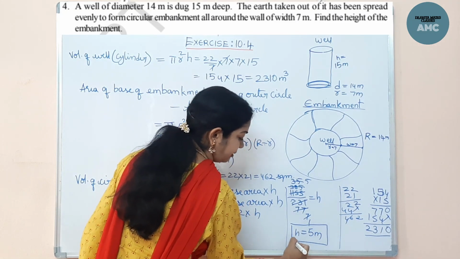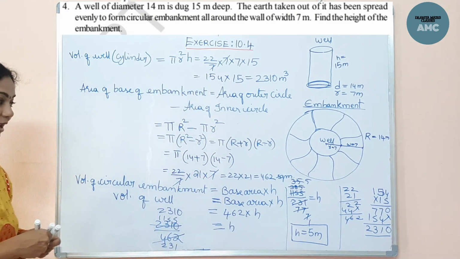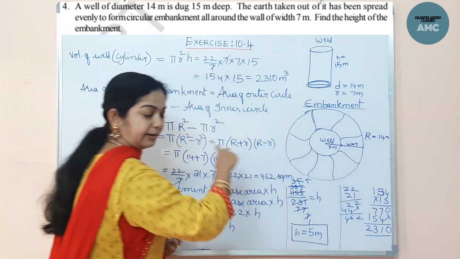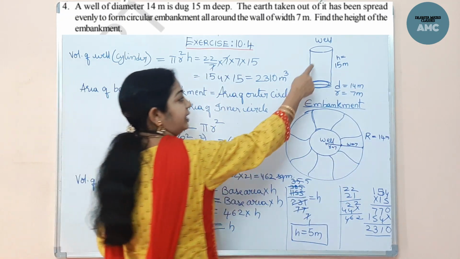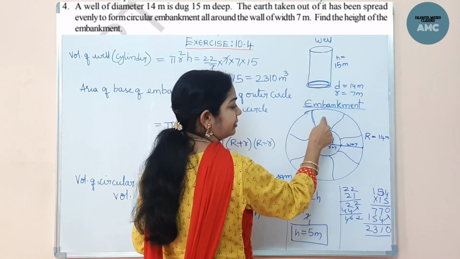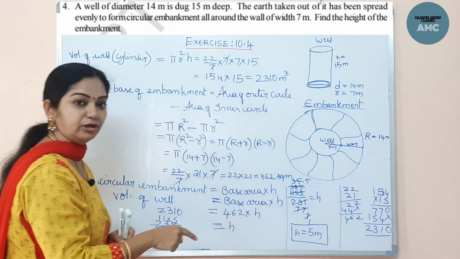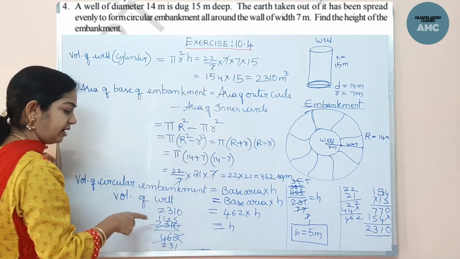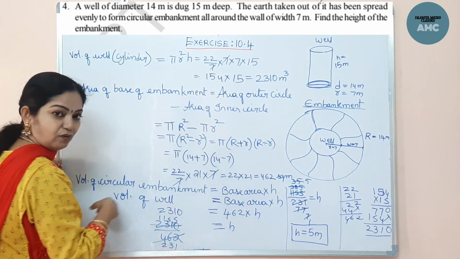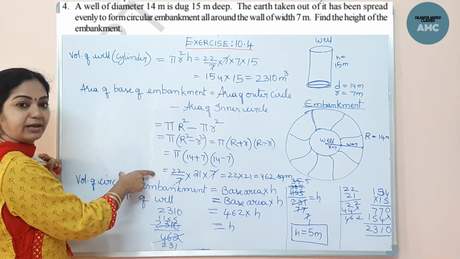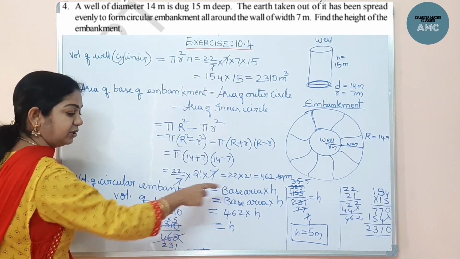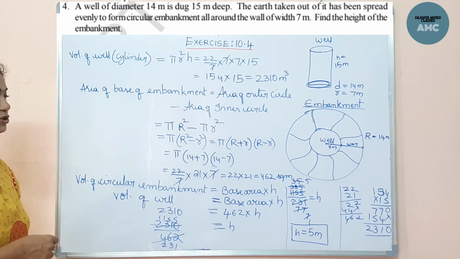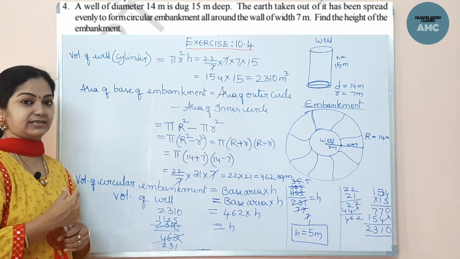So the height of the embankment is 5 meters. Now I'll repeat once again. The well is dug and the earth is placed in the form of a circular embankment. So we have to equate the volumes of the cylindrical well and the circular embankment. Before finding the volume, I have found the area of the embankment, right? Then after finding the area, I have substituted in the volume. Now this same volume of the embankment is nothing but the volume of the well. So I have equated them and got the unknown dimension, that is the height. So this is very important as far as examination is concerned.